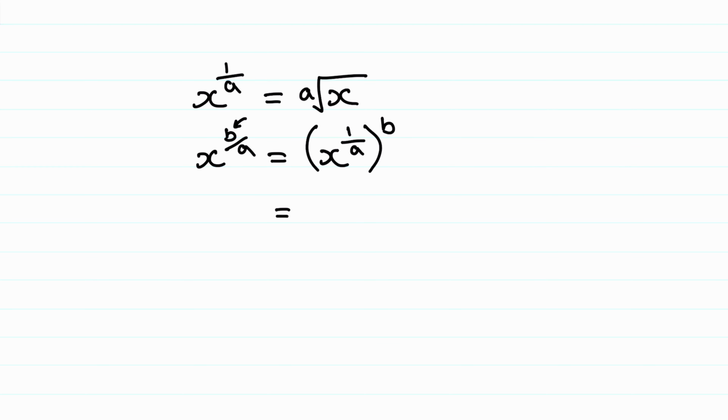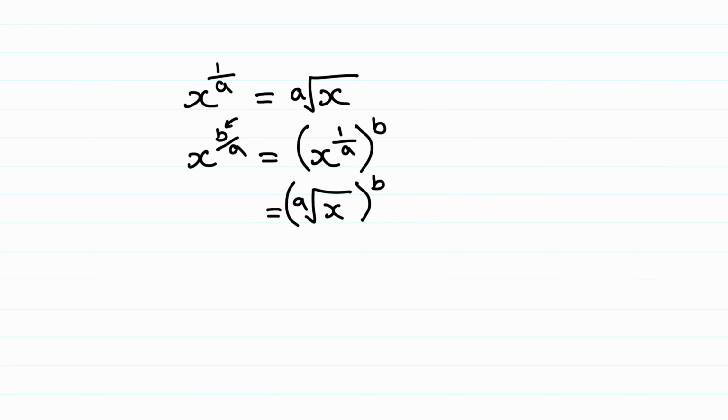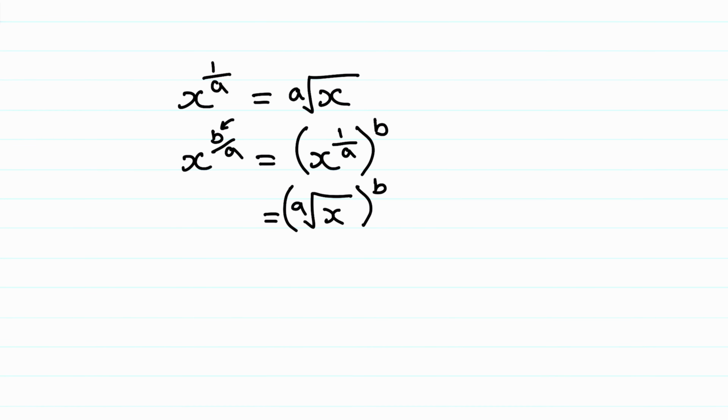So we know this x to the 1 over a can be written as the a-th root of x. And then this whole thing is raised to the power of b. And you'll probably have realised that we can do this the other way as well. So we could have, instead of writing x to the 1 over a all raised to the power of b, we could write x to the b all raised to the power of 1 over a.